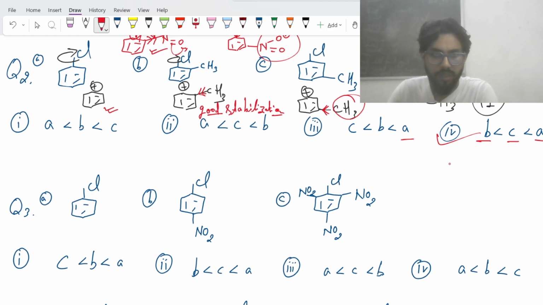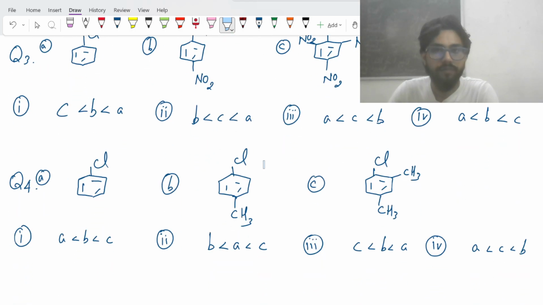Okay, because at this particular position it will definitely stabilize this chlorine in a very quick way. Okay, it will shift the electrons towards this carbocation. Okay, so next, let's move to the next question. Answer should be your fourth one, right?